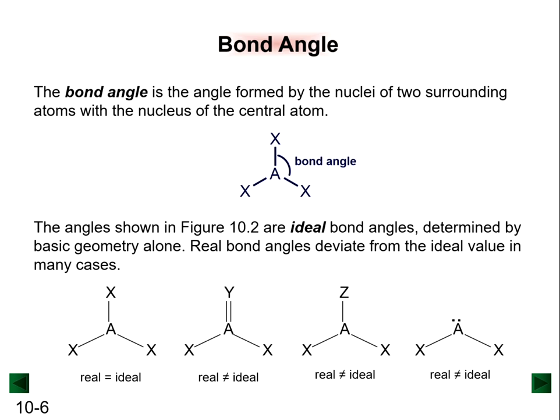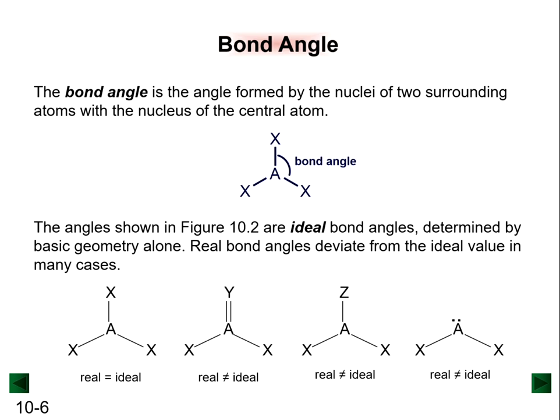VSEPR has nothing to say about the lengths of bonds. We can approximate those by thinking about whether it's a single bond or a double bond or a triple bond, but VSEPR only tells us about bond angles. That's what we're focused on in this video. The angles shown in figure 10.2, as we'll see, are ideal bond angles, and they're determined just by the basic geometry class alone. The real bond angles deviate from the ideal ones, as we'd expect in many cases.